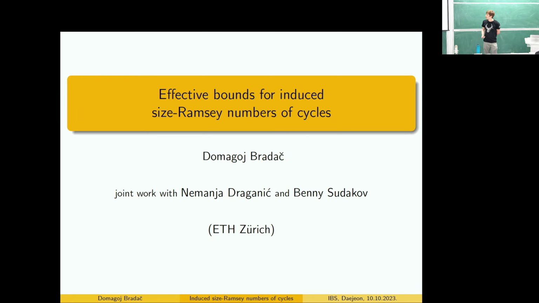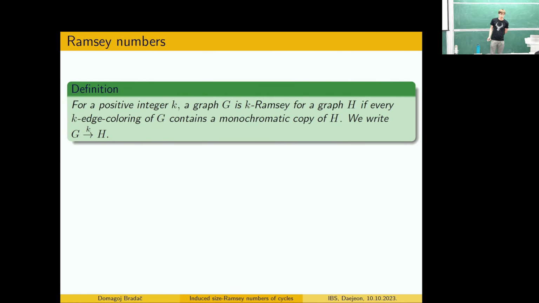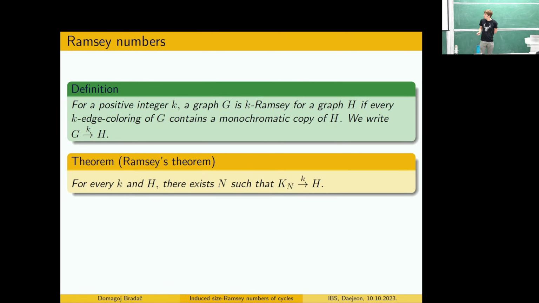So let's start with defining the preliminary notions. Given a positive integer k and a graph H, we say that another graph G, which I will call the host graph throughout the talk, is k-Ramsey for H if no matter how you color the edges of G into k colors, so each edge receives one color out of k possible colors, you will find a monochromatic copy of H.